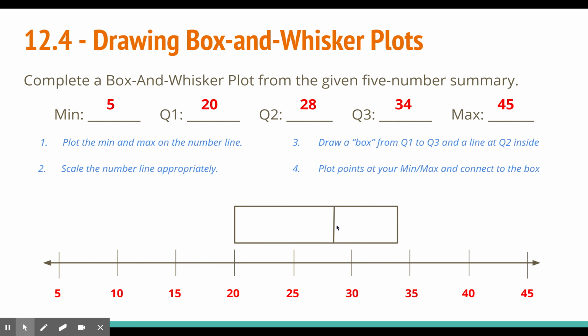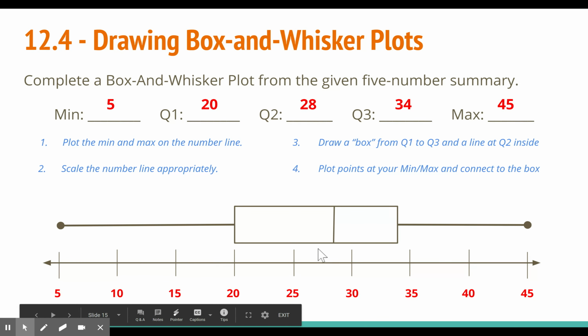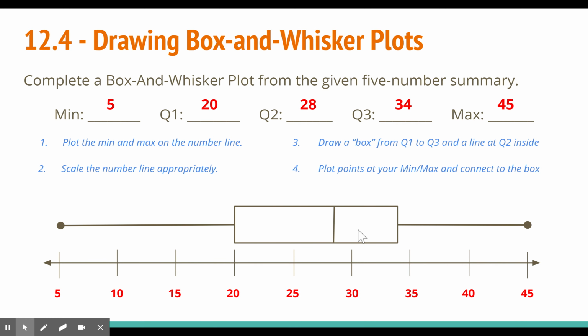Now we need our whiskers. So you're going to draw points where your max and min are and connect them with your whiskers. And there is our box and whisker plot. We don't really need to do much labeling as long as you can kind of tell from the number line what's going on. That's how you construct your box and whisker plot. You just need these 5 numbers.